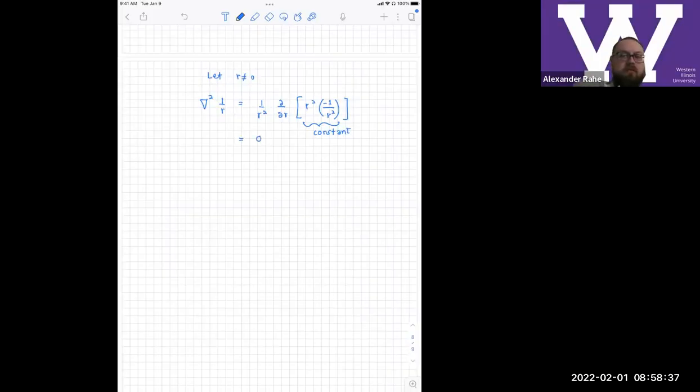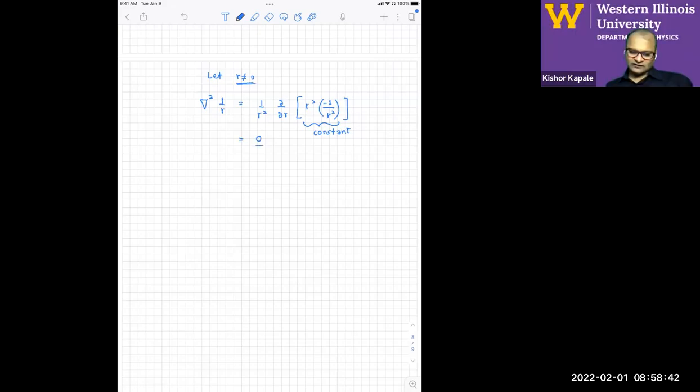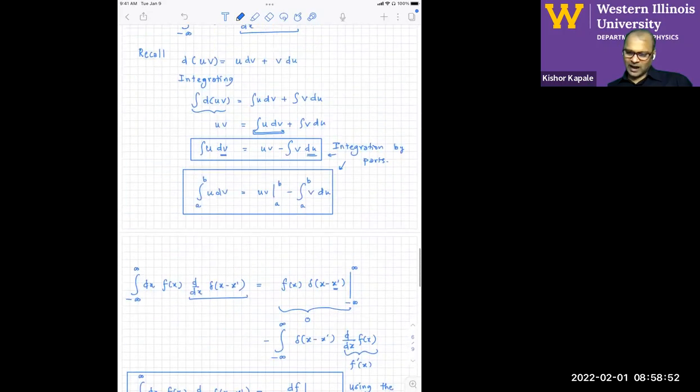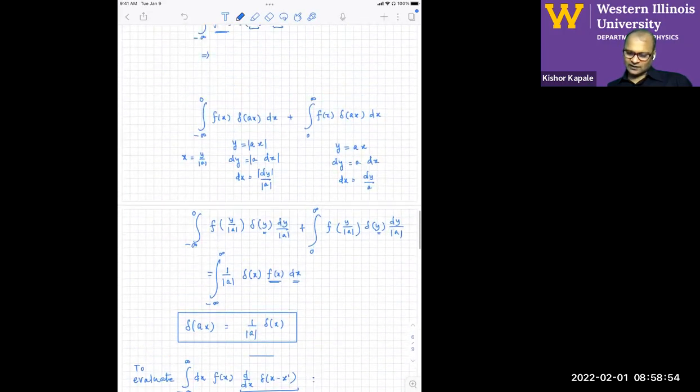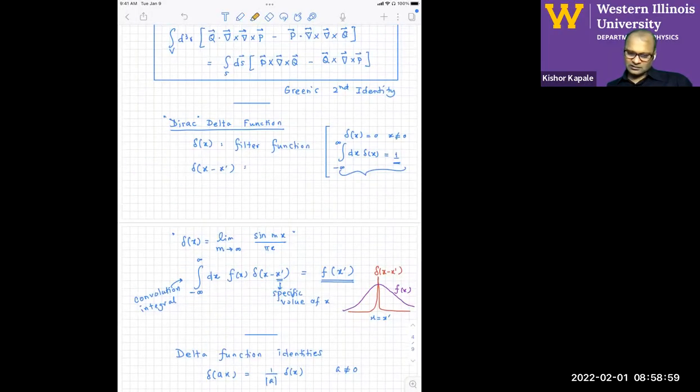0. Okay. So when r is not equal to 0, the function that we are interested in, which is del square 1 over r, is 0. So that is satisfying the first property of the delta function. Okay, let me just jump back to when we defined the delta function here. The first property is that x is not equal to 0, the delta function is 0. So we have defined that part.